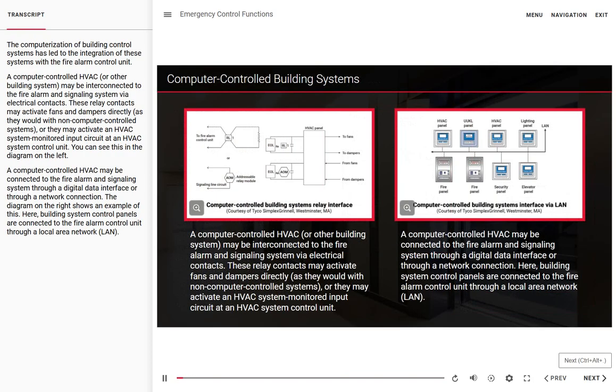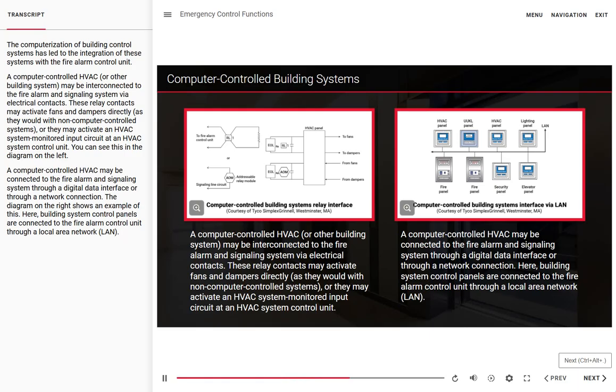The computerization of building control systems has led to the integration of these systems with the fire alarm control unit. A computer-controlled HVAC, or other building system, may be interconnected to the fire alarm and signaling system via electrical contacts. These relay contacts may activate fans and dampers directly, as they would with non-computer controlled systems, or they may activate an HVAC system monitored input circuit and an HVAC system control unit. You can see this in the diagram on the left.